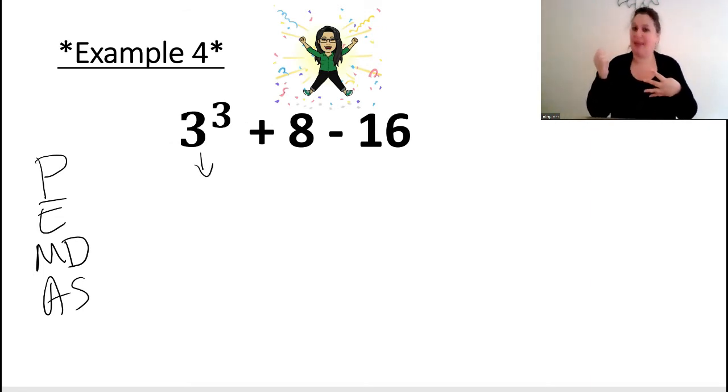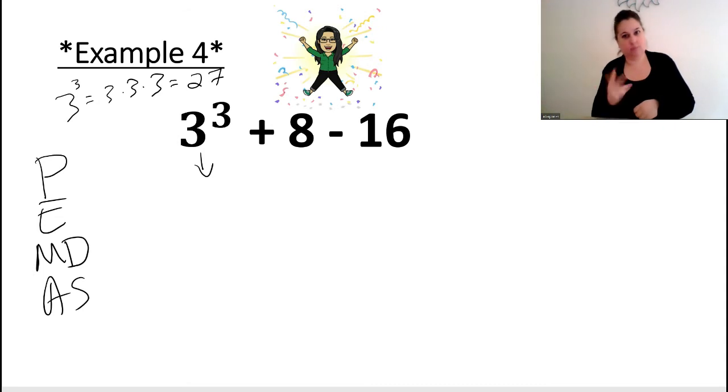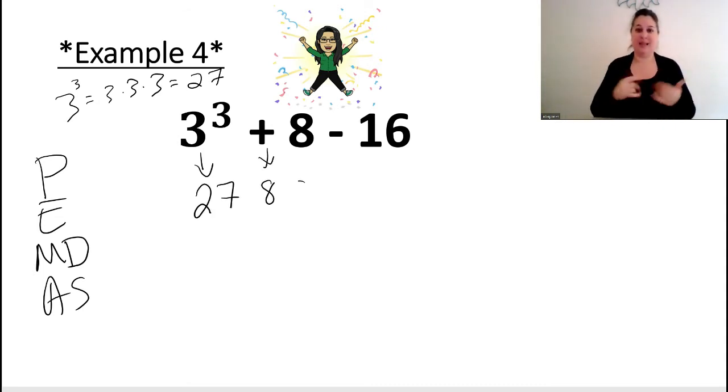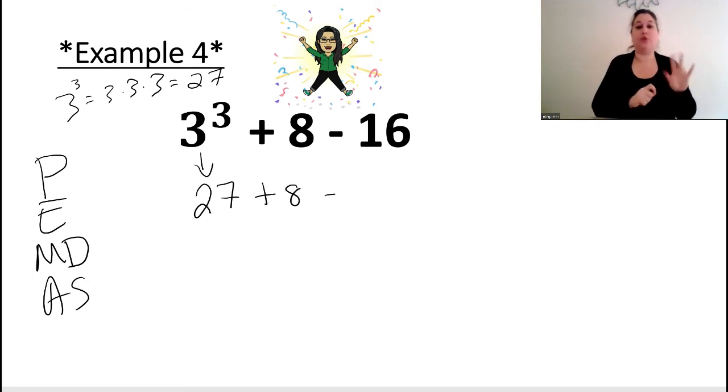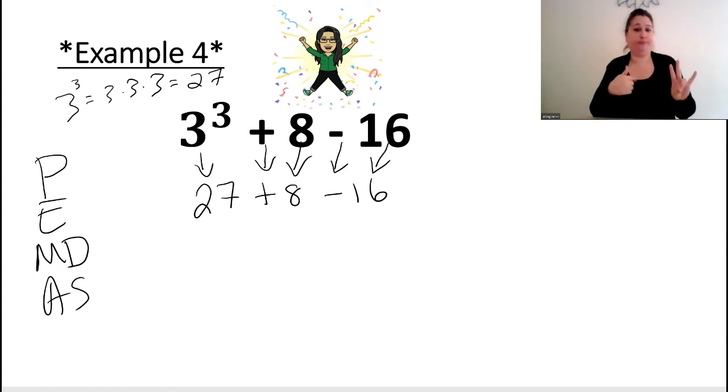That makes, let's see, 3 cubed means 3 times 3 times 3. So that makes 27. So that makes 27 here. Then I got to bring down everything else. Oops. Plus 8 minus 16. I just brought down everything else.